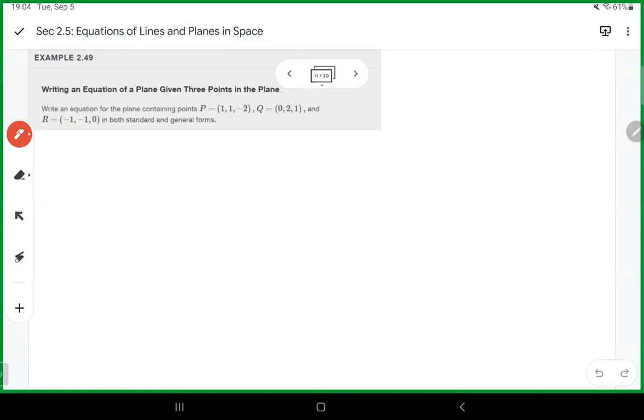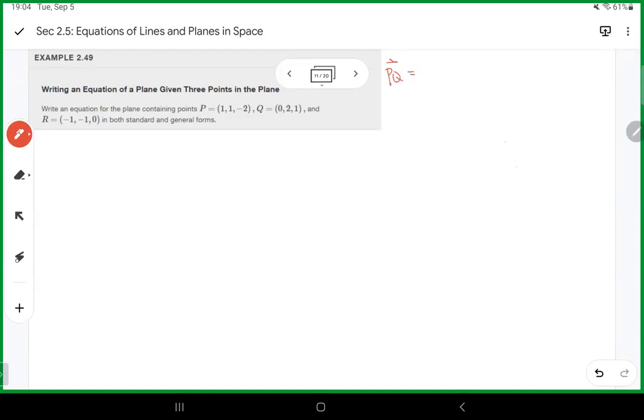Okay, write an equation of a plane given 3 points in the plane. Okay, in both standard and general forms. Lovely. I really hate when they make you do both forms of stuff. Okay, so, and remember your homework will always tell you what it wants. You don't have to guess, it just tells you right away.